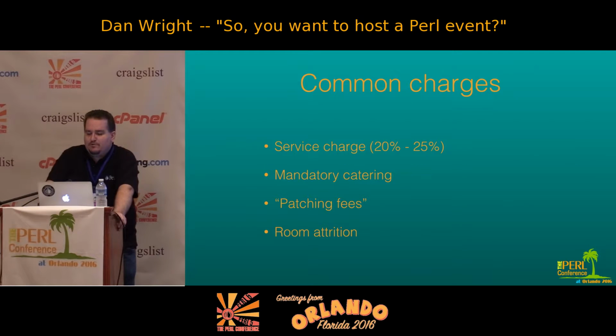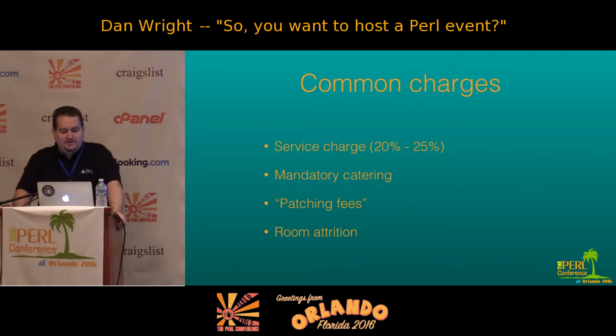So a couple of common techniques that venues will use to try to make some money off of you. First of all, they're going to have this thing called a service charge. It's going to be hidden in their contract somewhere. And what the service charge is, it's about a 20 to 25% charge that's going to appear on your master bill at the end of the conference.